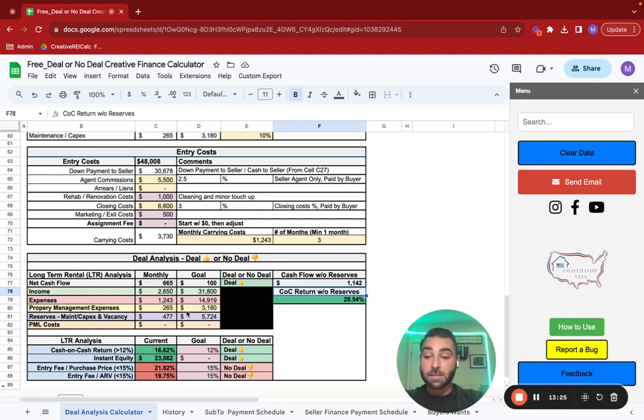Actually, if you were not saving for maintenance, CapEx, and vacancy, that's what this value is telling you. So basically what I like to think of is this net cash flow is kind of my worst case scenario, as long as my above income and expenses are correct. Worst case scenario, I'm making $665 a month on this property from income minus expenses, and I'm accounting for property management, all the reserves for maintenance, CapEx, and vacancy.